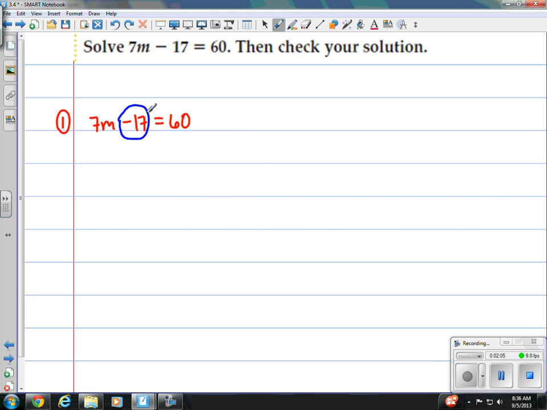So if it's a minus 17 on the left, now take it to the right, it's going to be a plus 17. So it disappears on the left, and I'm left with 7m equals 60 plus 17 is 77. Last step to solve for m is to divide, because if 7 and m are side by side, that means they're being multiplied. So I divide both sides by my coefficient of 7. 7's cancel. m equals 77 divided by 7 is 11.